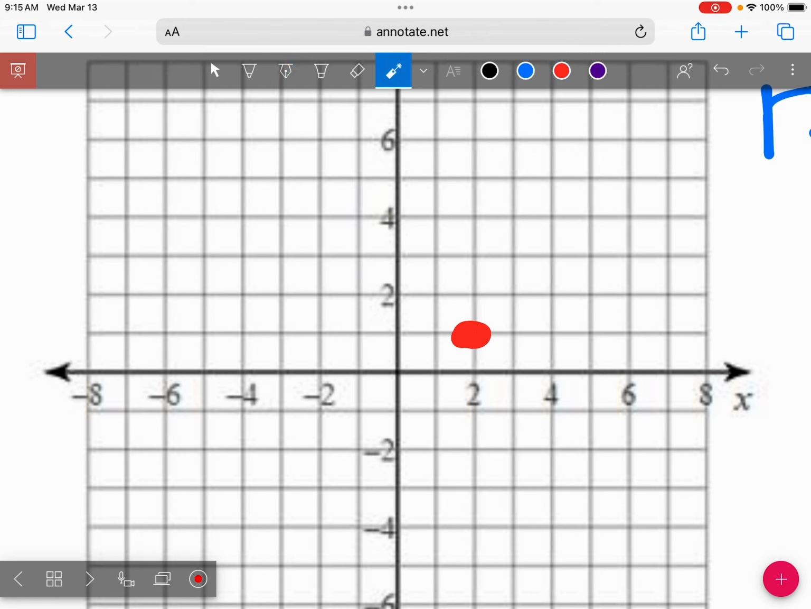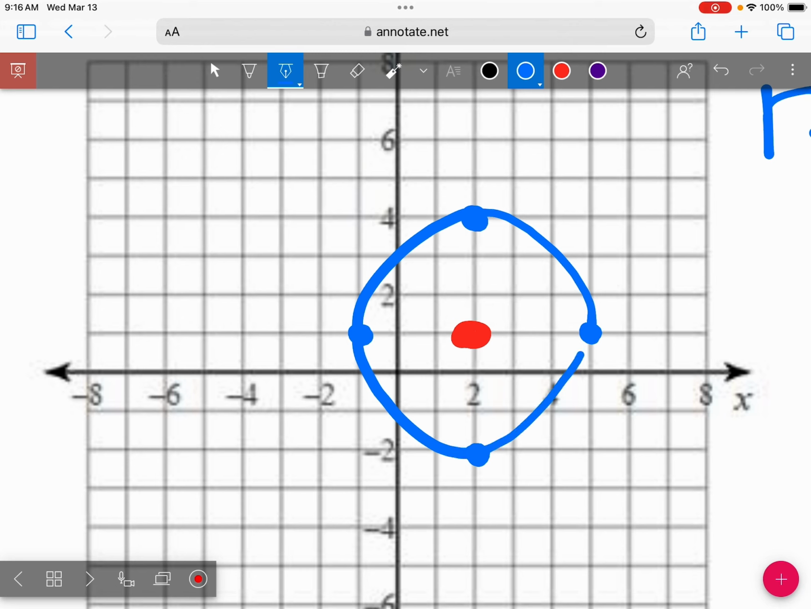So we're going to go up 3, down 3, left 3, and right 3. So from this point, I want you to go up 3, put a point. Down 3, put a point. 1, 2, 3. Go left 3, 1, 2, 3. Right 3. And then do your best to connect that to make a round circle. And that is your graph. That's it. That's how you graph a circle.